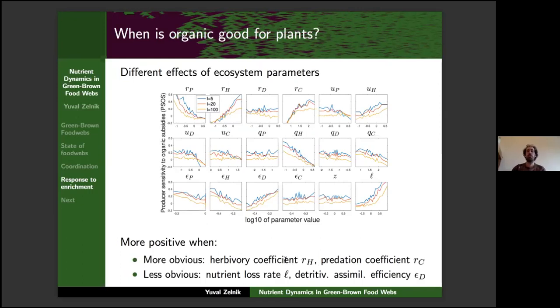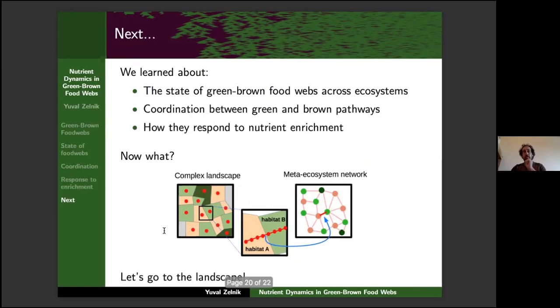And we can see some other parameters where the connection is a bit less obvious. For instance, if nutrient loss rates are higher, apparently going to organic is going to be more beneficial, which is, I would say, not as obvious at all, but this is at least what the model suggests. Yeah, so this is basically mostly it. I hope I didn't go through this too quickly.